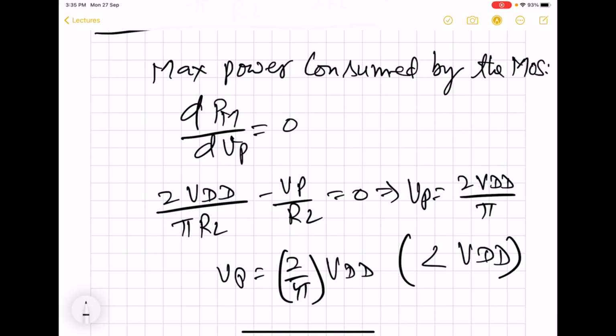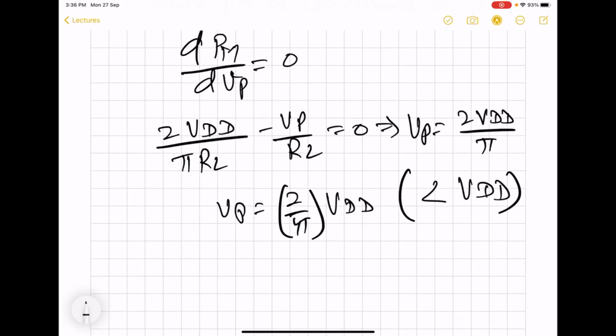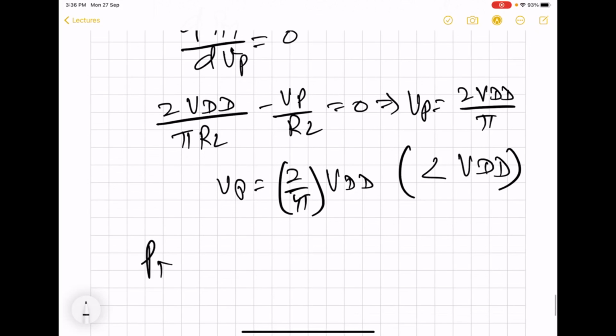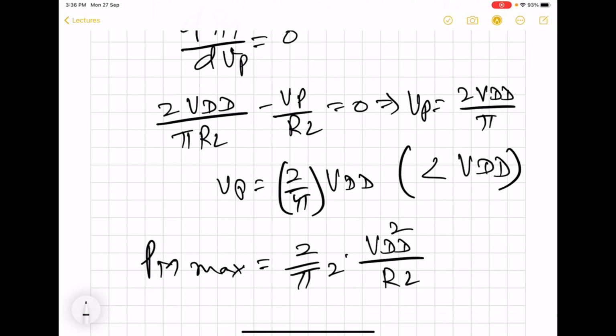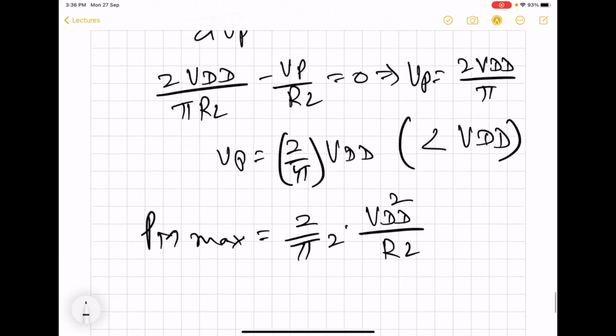And we saw that when VP is equal to VDD, that time we get the maximum efficiency. But the maximum power dissipation in the MOS occurs for VP less than VDD. And that is obvious also, because at the maximum efficiency, the power consumption should be low, not the maximum. Now, if we see the maximum power dissipation, it will turn out to be 2 by pi square VDD square by RL.